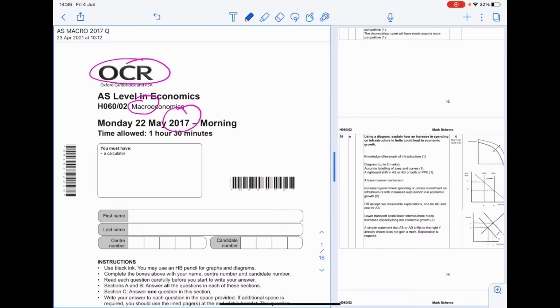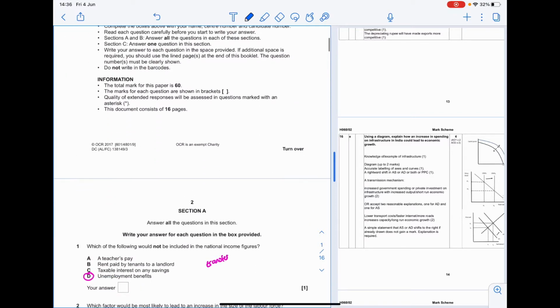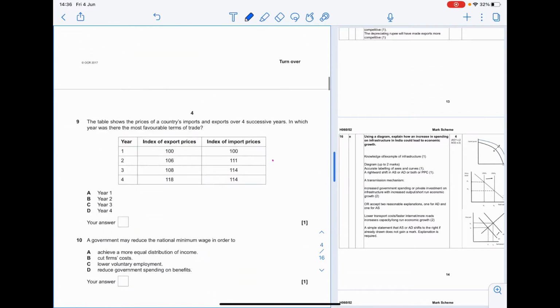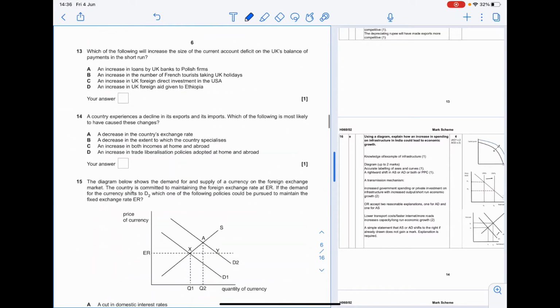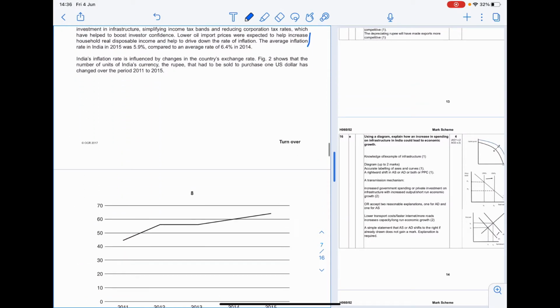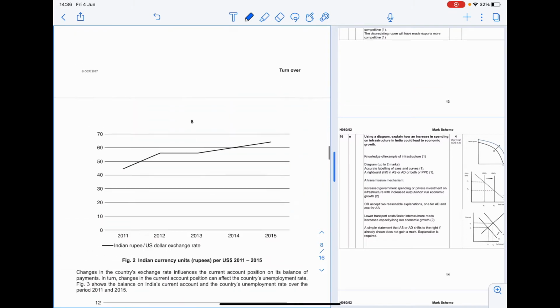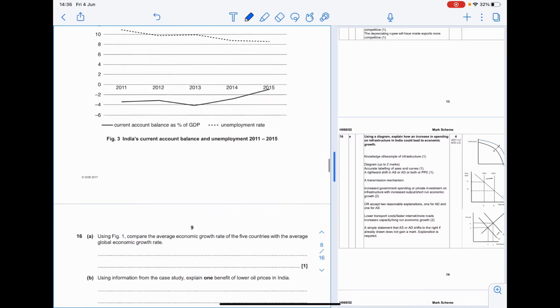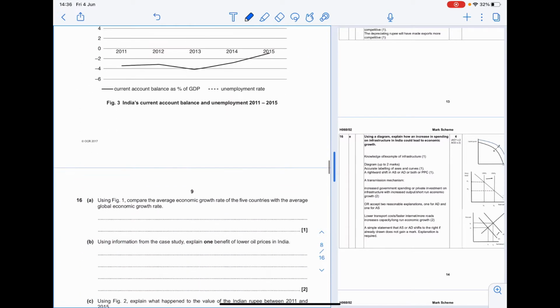In this video, I'm going to look at the macro OCR AS paper from 2017. I'm going to look at the short answer questions, so there's a separate video on the multiple choice. This is just going to be the short answer questions. We have a passage to read, not too long, fortunately, and then there's a few graphs, and you will need to use all of those in your answers.